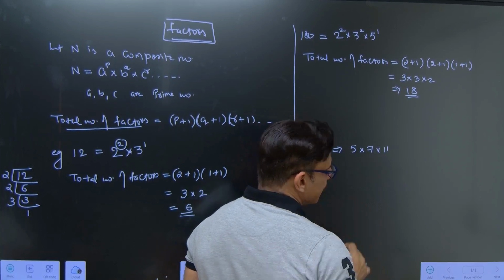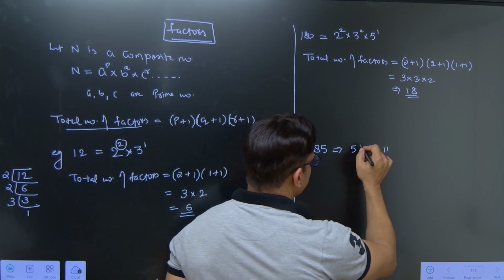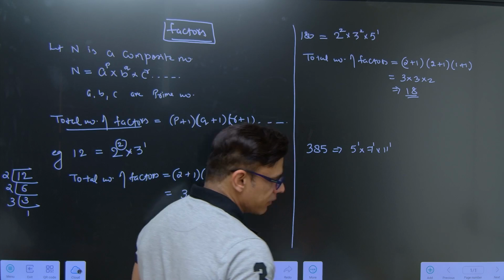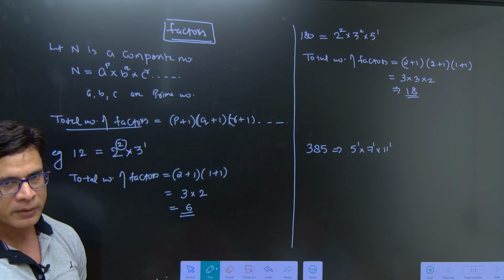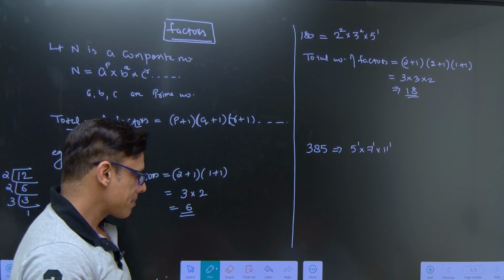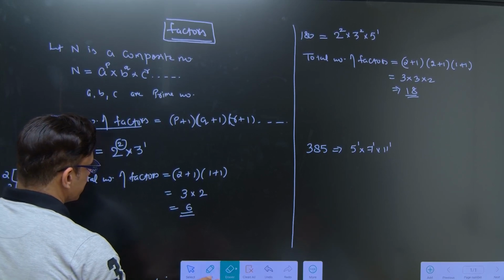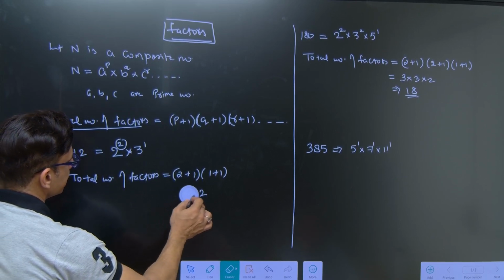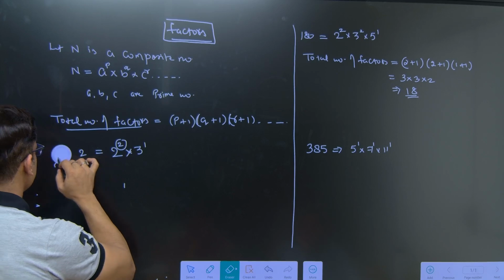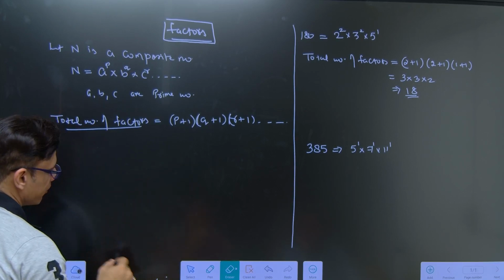Here the number of factors will be equal to how much? All these numbers have power what? 1. So the number of factors will be 1 plus 1, 1 plus 1, 1 plus 1, which is equal to 2 into 2 into 2, 8, right? Okay. Now, writing some number, and you have to tell me what observation you can make from it.